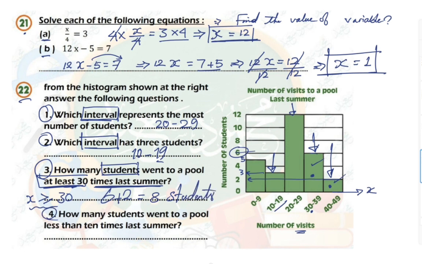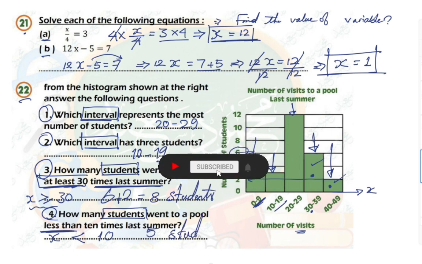Last point 4. How many students went to the pool less than 10 times? So this number of students is x, less than 10. Where is the interval less than 10? This interval from 0 to 9. How many students? We have 5 students. Okay, now we reach the end.